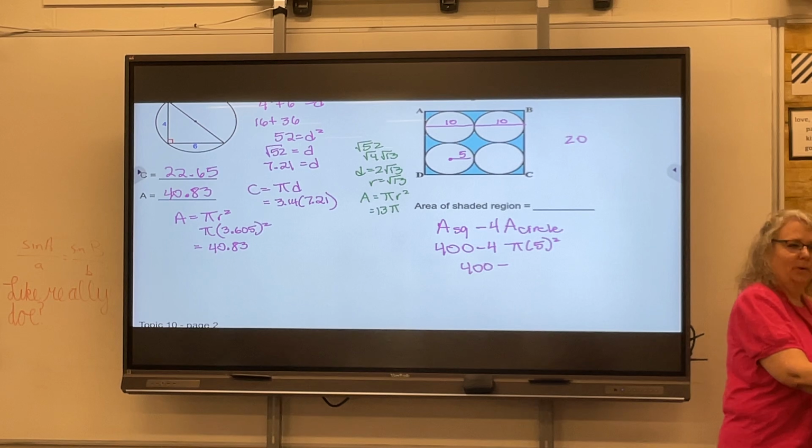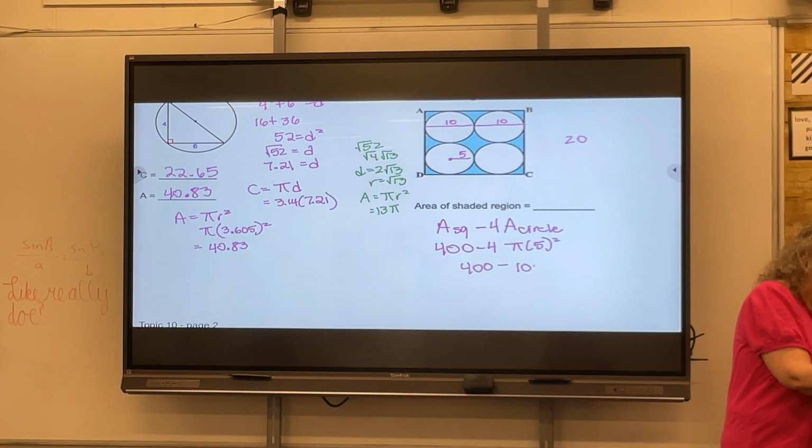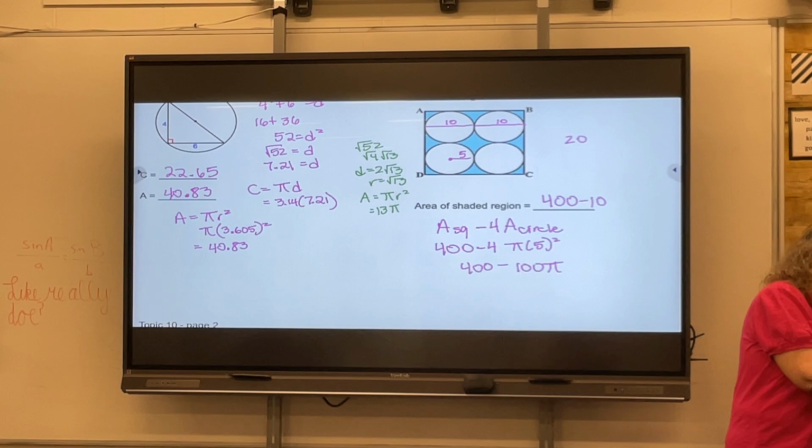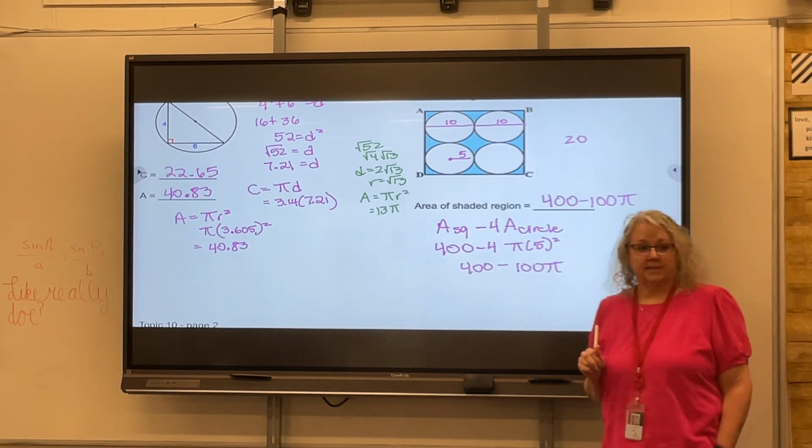One more try, 25 times 4. 100. 100 pi. Good job, Aaron. So 400 minus 100 pi. And you can leave it like that, that's fine with me. Does that make sense?